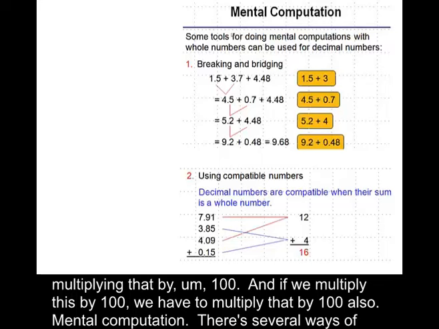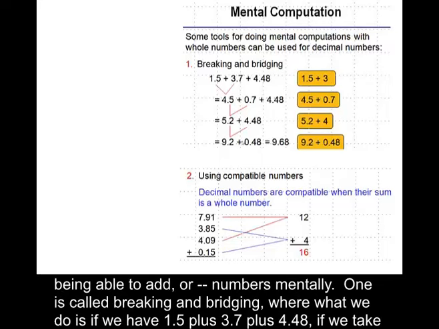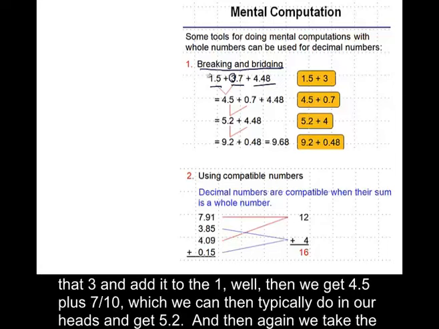Mental computation. There are several ways of being able to add numbers mentally. One is called breaking and bridging. If we have 1.5 plus 3.7 plus 4.48, we take that 3 and add it to the 1, and then we get 4.5 plus 7/10, which we can typically do in our heads and get 5.2.